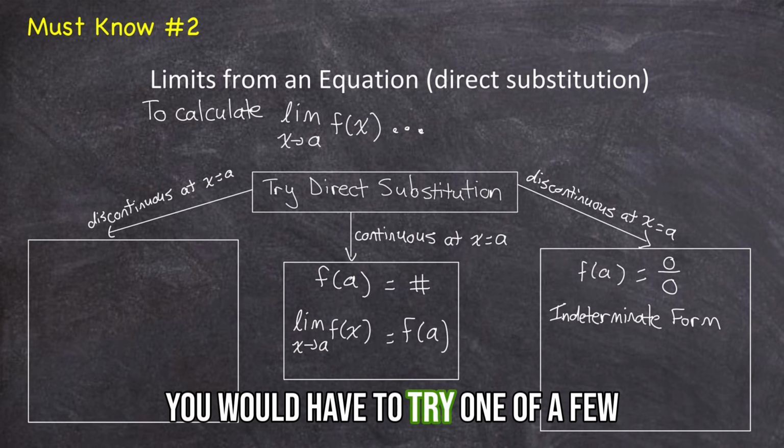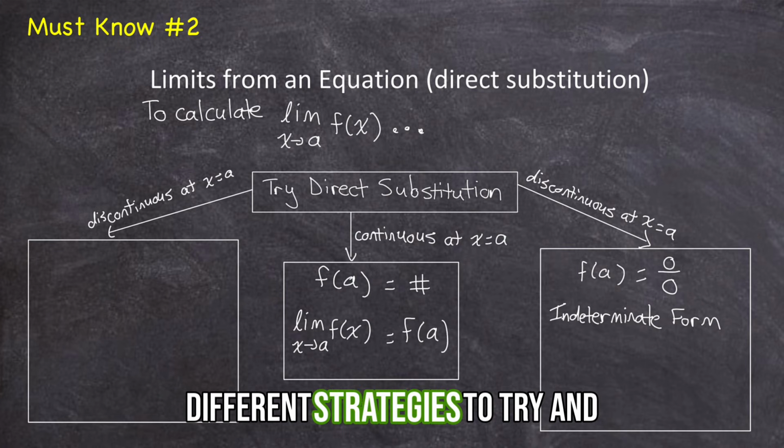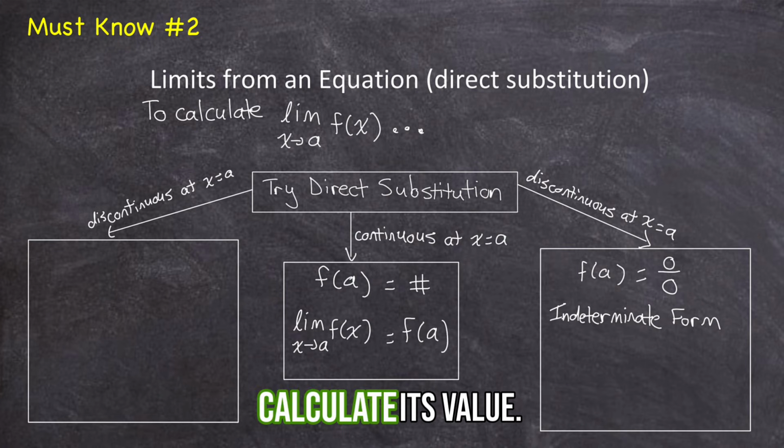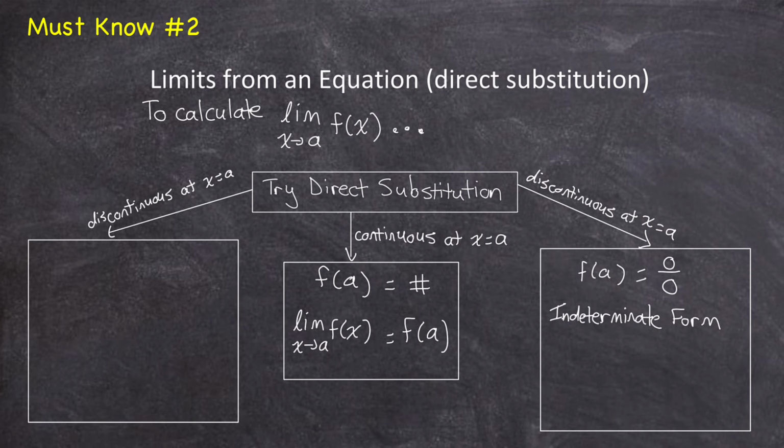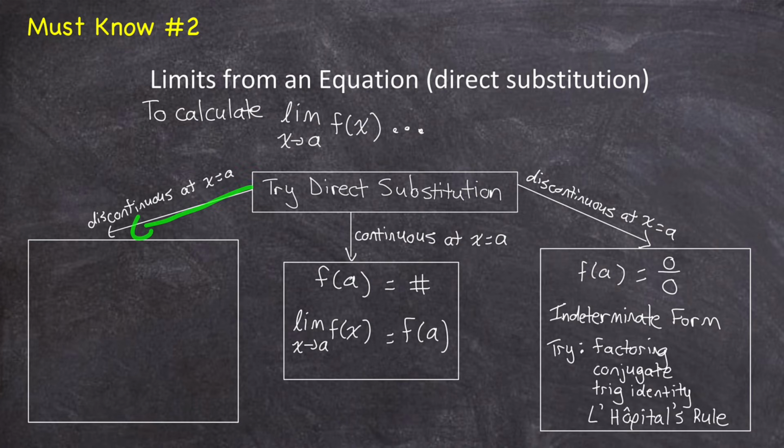You would have to try one of a few different strategies to try and rewrite the limit to be able to calculate its value. Different strategies you could try are factoring, multiplying by a conjugate, using a trig identity, or using L'Hopital's rule.